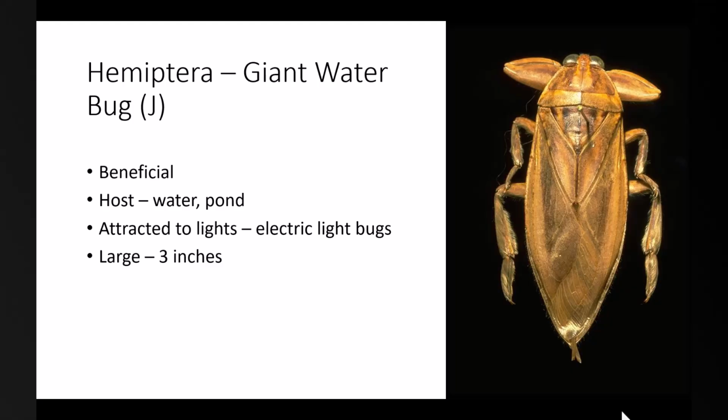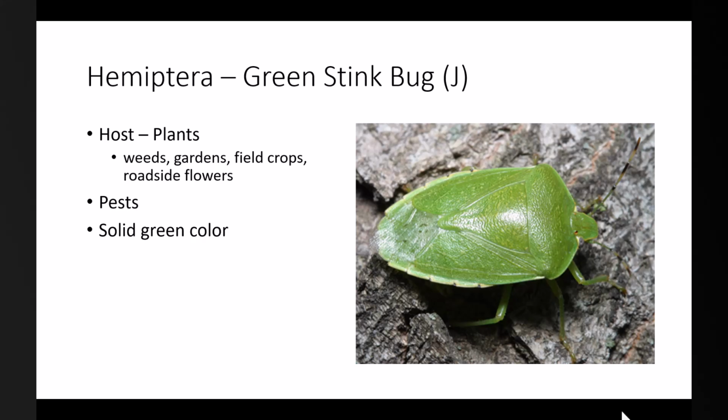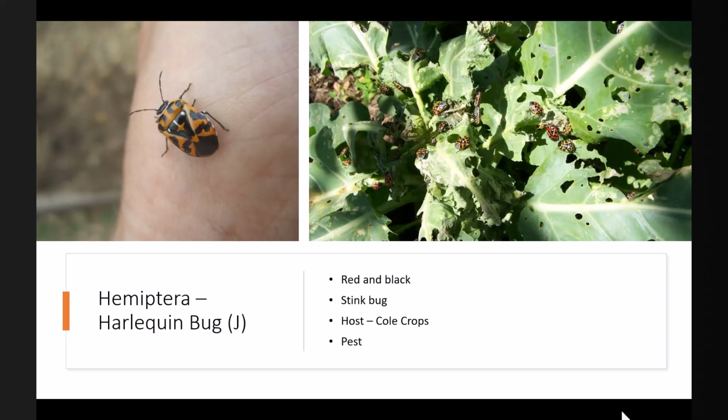Green stink bugs are your typical green stink bug looking insect. These are considered pests. Their host is a variety of different plants. For the contest, plants is adequate, but within that plant range, this can include weeds, anything in your garden, field crops, so they can be an agricultural pest, and they can also be found on roadside flowers or wildflowers.